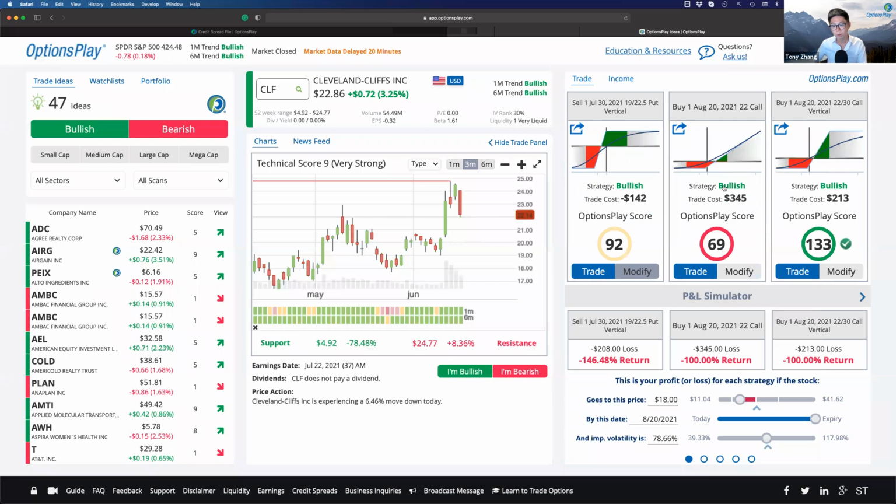You can say, well, what if I bought a call option or bought a debit spread and the stock went higher? How much do I potentially make? How much do I potentially lose? You get all of this as part of this platform. So it helps you find the opportunities here and then helps you analyze it.